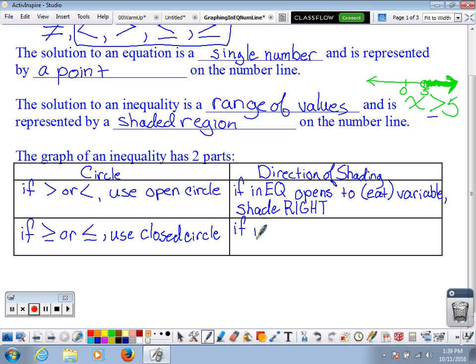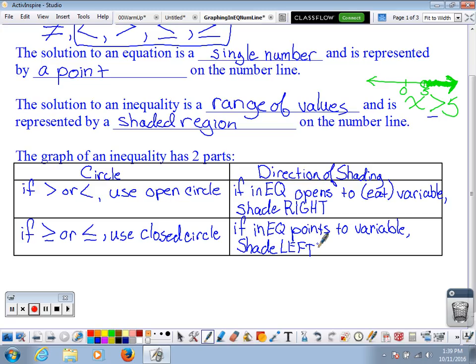So if the inequality points to the variable, we'll shade to the left. Okay, if it opens to the variable, we want the big values. Big values are on the right. If it points to the variable, we want the smaller values. Smaller values are on the left.